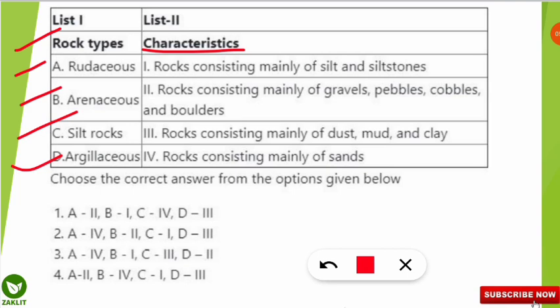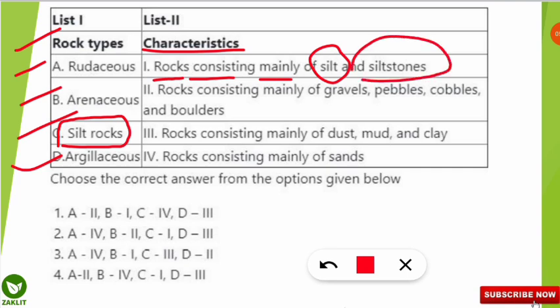For example, here it is given silt rocks. In the characteristics part you can see here it is containing rocks consisting mainly of silt and siltstones. So here common sense says that it will match with this silt rock category. So C has matched with the number 1 thing.